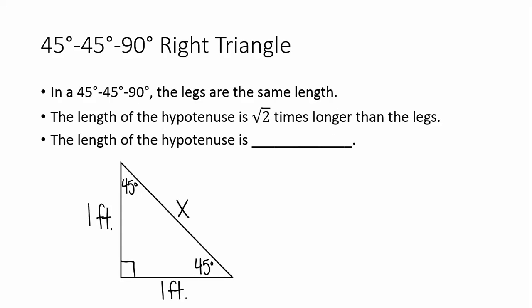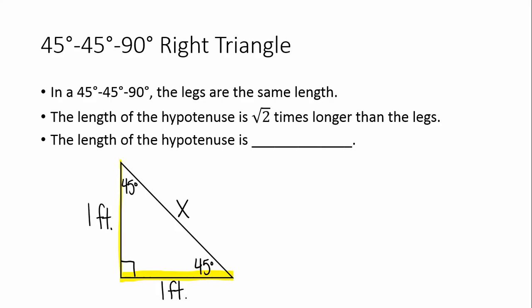So first let's talk about the 45, 45, 90 right triangle. In this triangle, there are two things that you need to understand. And this is going to help us not have to use the Pythagorean theorem, because in all 45, 45, 90 right triangles, the following are true. First, the legs are the same length. And remember that the legs in a right triangle are the two legs that make up the right angle. So this is our leg, and this is the other leg.